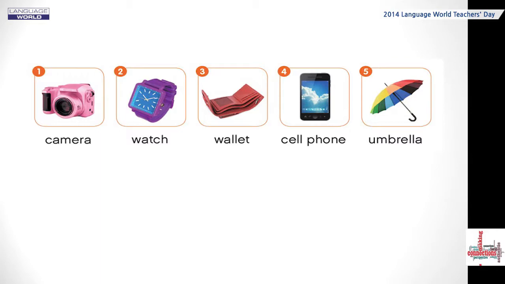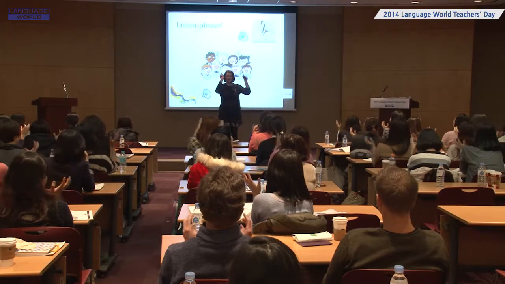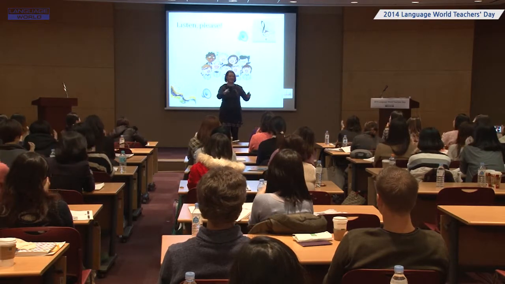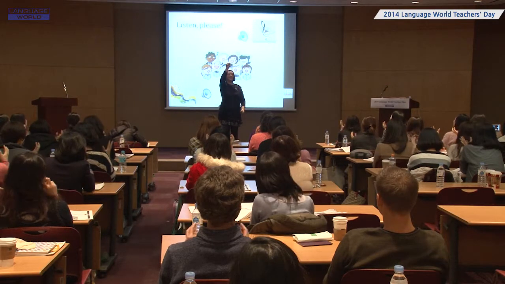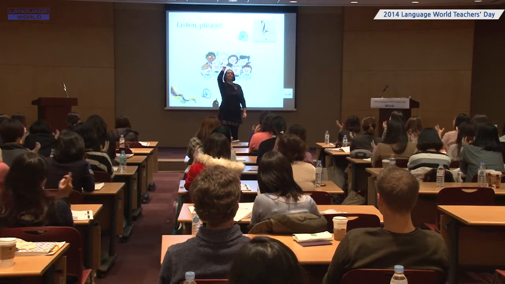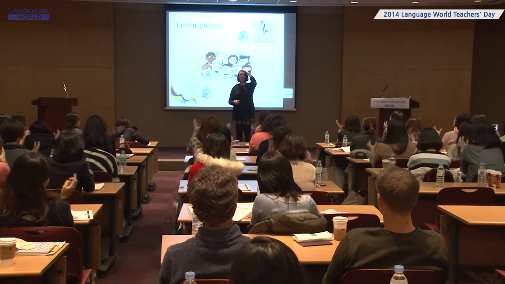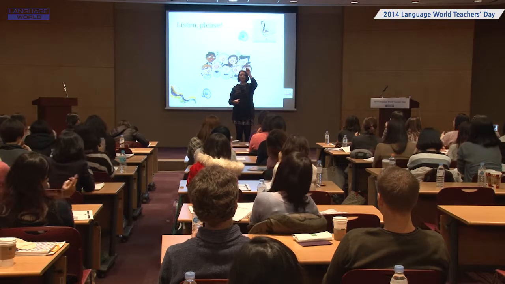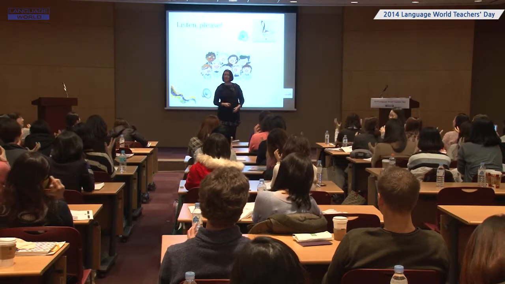Camera. This is a camera. Watch. That's a watch. This, that. Wallet. This is a wallet. This is that. Cell phone. That's a cell phone. Umbrella. Group 5. This is an umbrella.